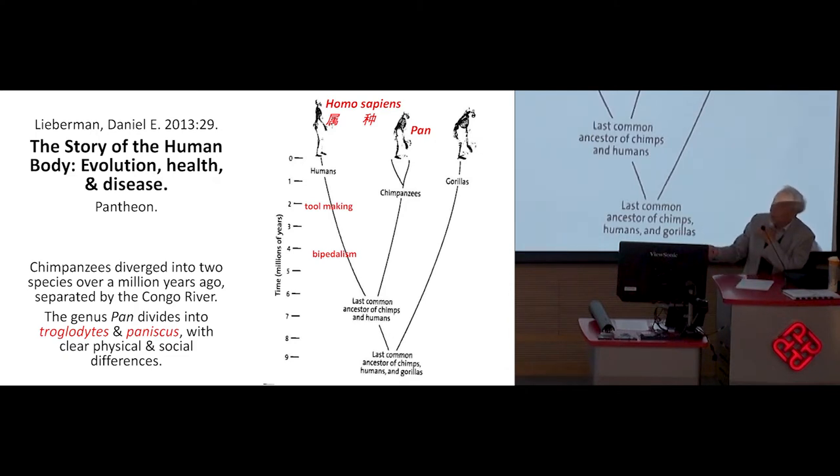So that tool making started about 2 million years ago, became identified with our genus. We are called Homo sapiens. Our genus is Homo, and Homo is the animal that starts making tools like our ancestors. So this is roughly it. Homo in Chinese is the shu or the genus, sapiens is the tribe or the species.